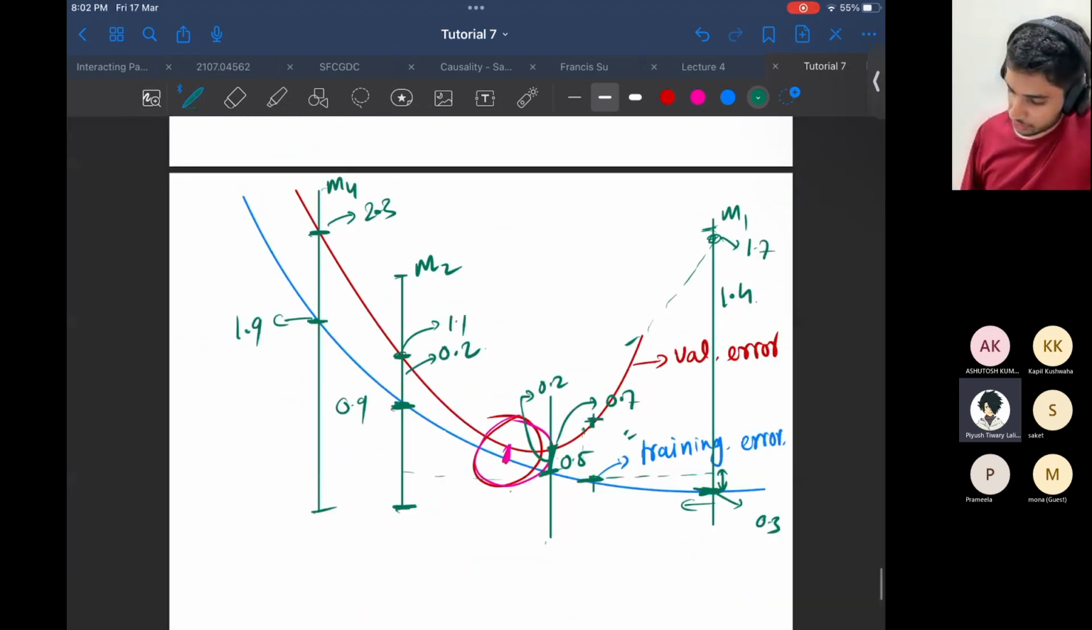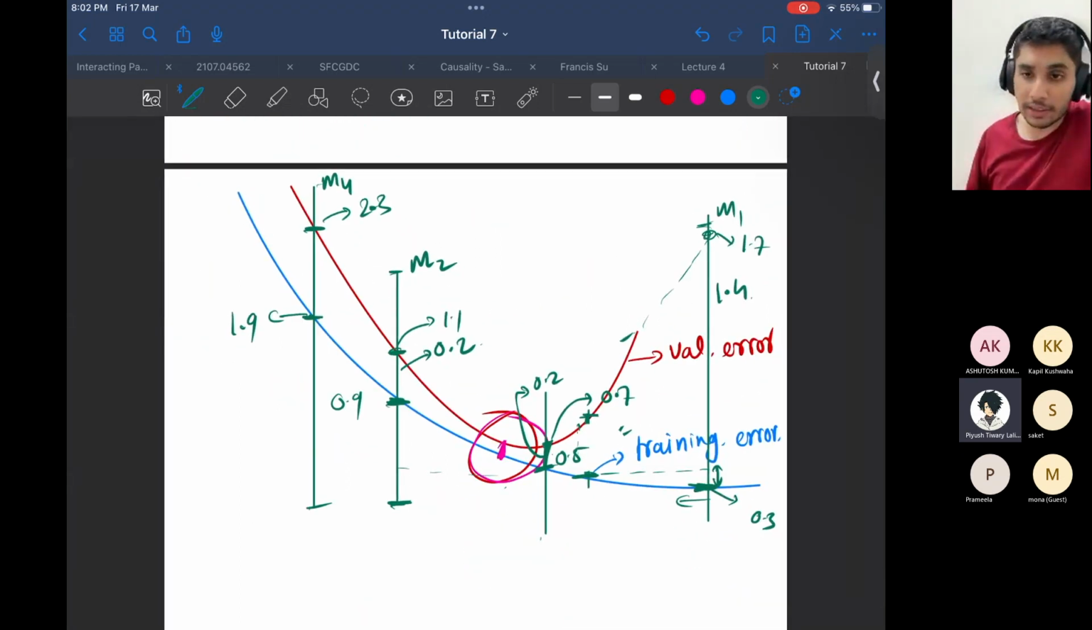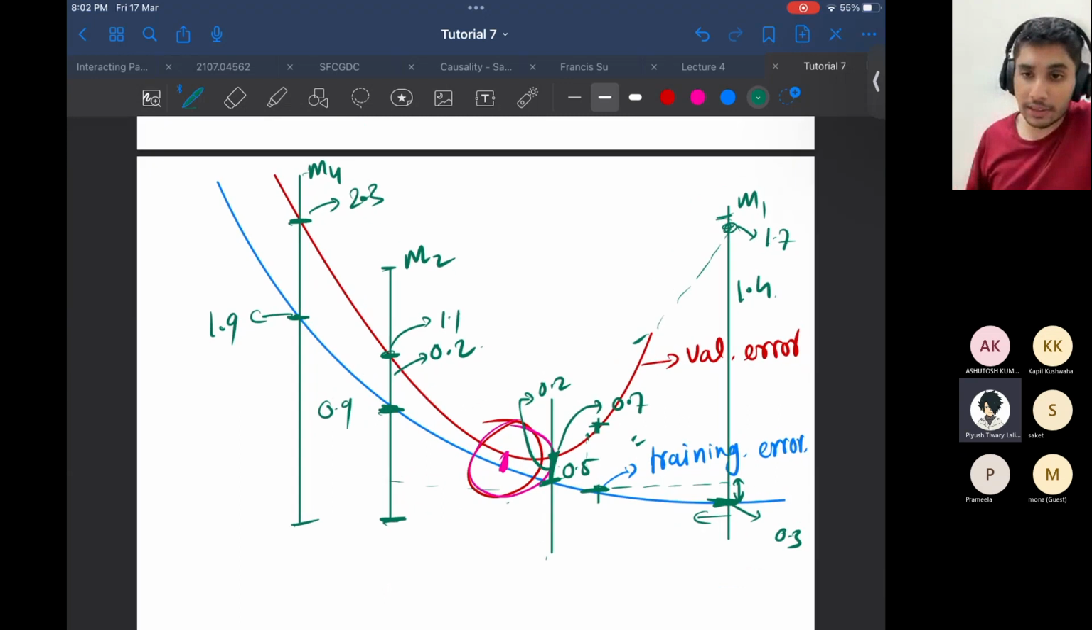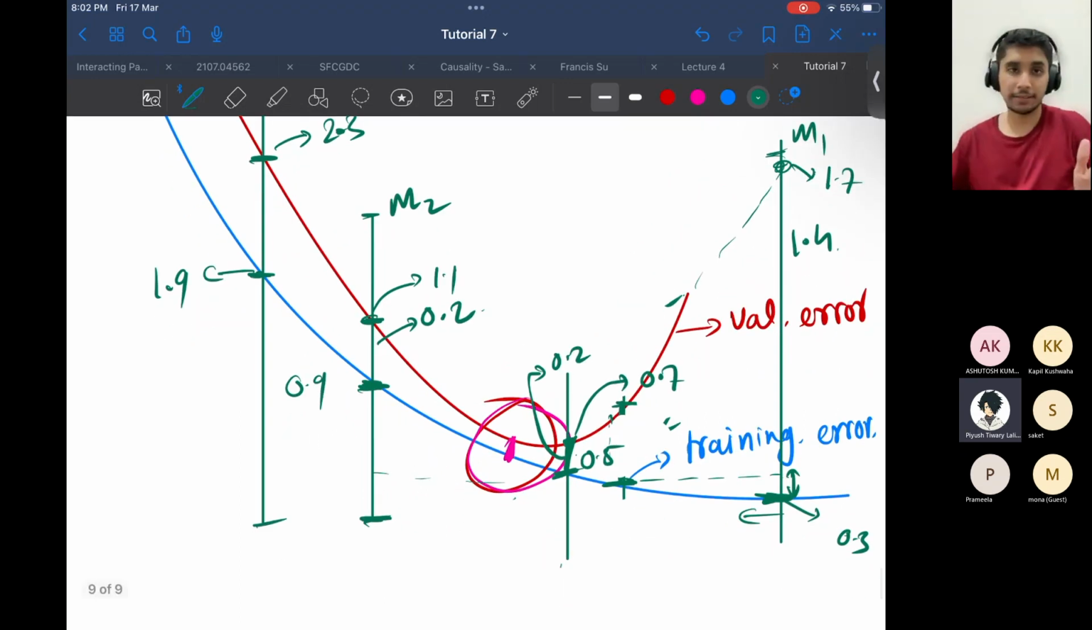So amongst these four models, can you tell me which model I should choose? What I have done is that I have taken the information that was given to me and placed it in the graph which I am comfortable with. Okay, that is all I have done.